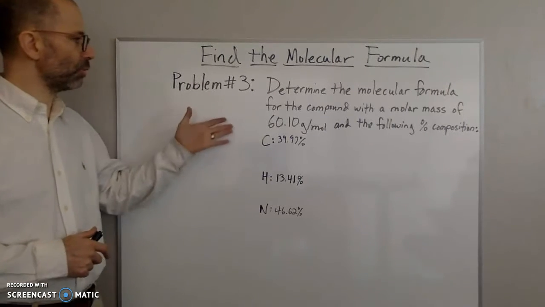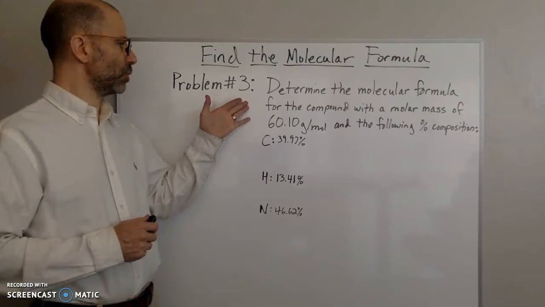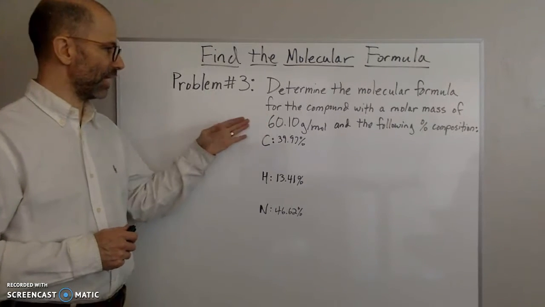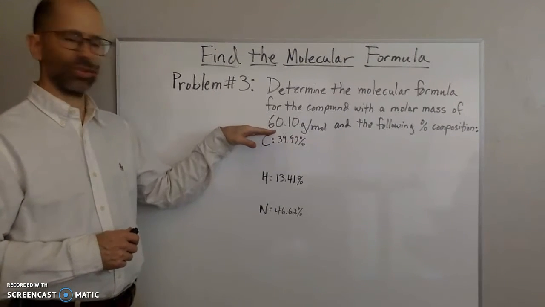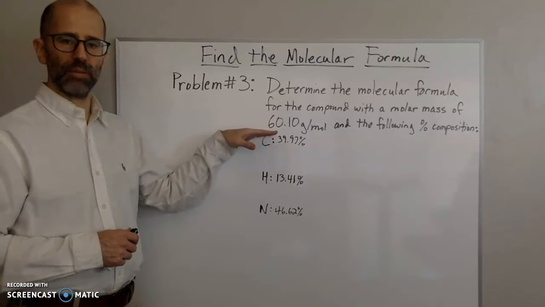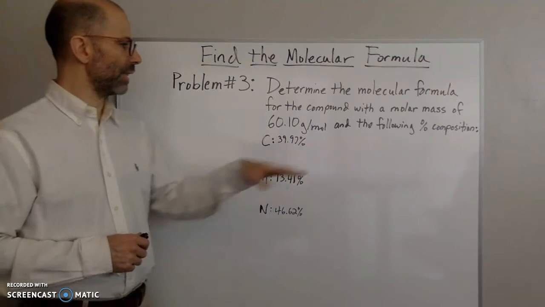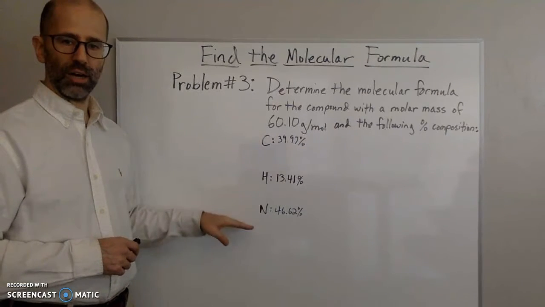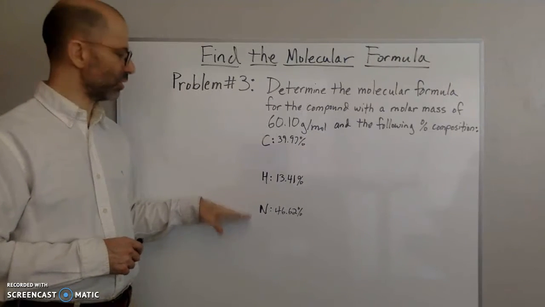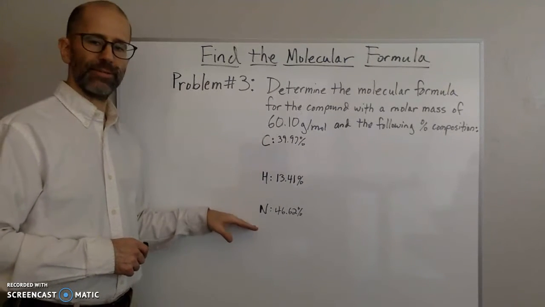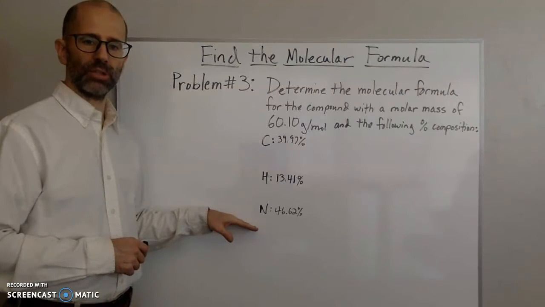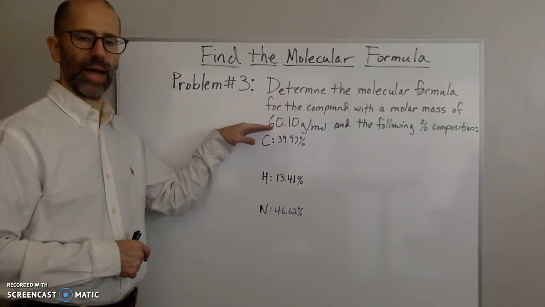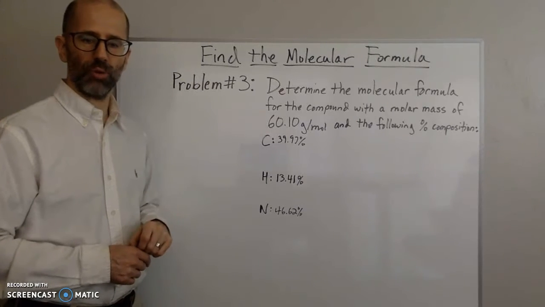In this problem, we're going to determine the molecular formula for the compound, and then they give us the molar mass of the compound. That's going to be used to find the molecular formula. And then they give us the following percent composition breakdown of the elements in the compound. We're going to use this to find the empirical formula first. Once we find the empirical formula, then we can use the molar mass to find the molecular formula.